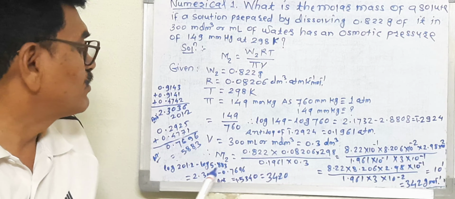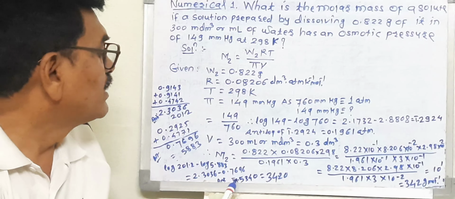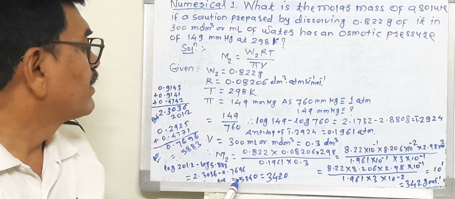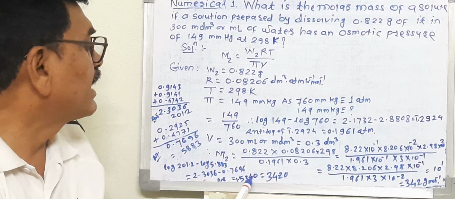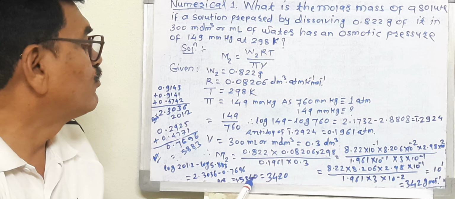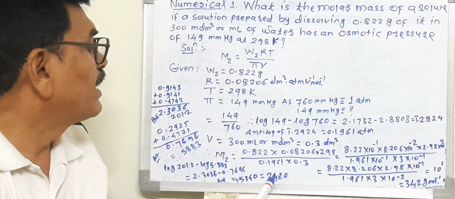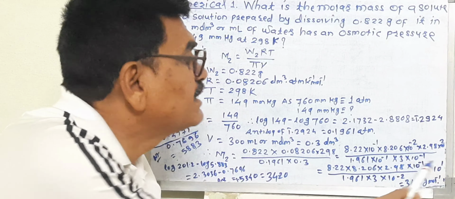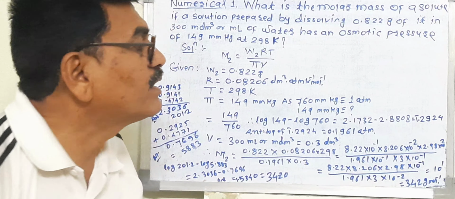By placing the log values, we will get 2.3036 minus 0.7696. The answer is 1.5340. Now we have to see the antilog of this. The antilog of 5.53 into 4 and difference 0 gives 4.20, and since 10 to the power 1 is there, we get 342. So the final answer is 342 grams per mole.